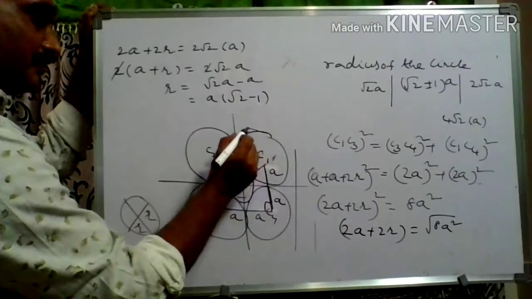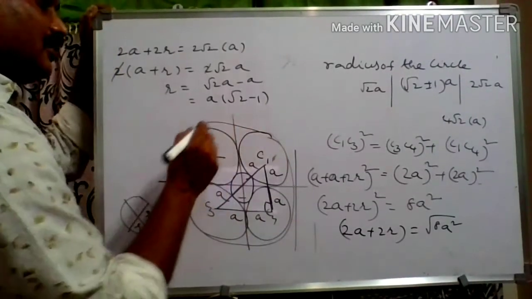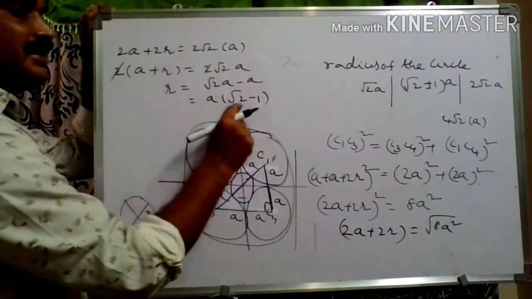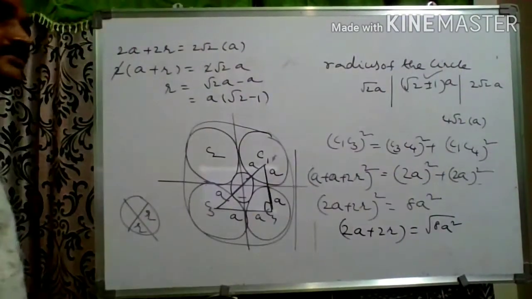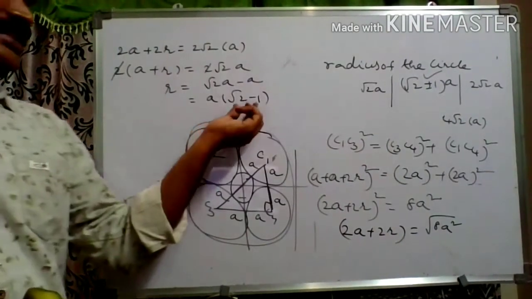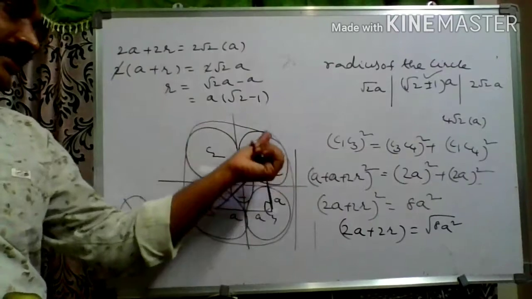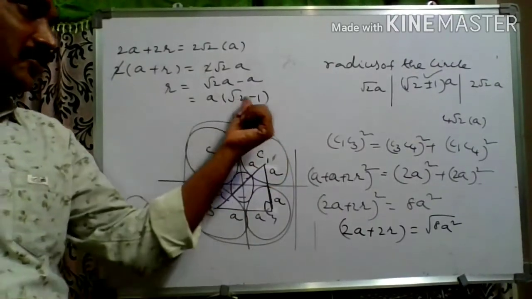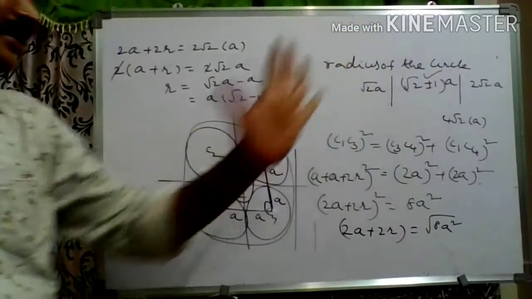Students, touching four circles, this is the outer circle. What is the outer circle? The outer circle radius is a into root 2 plus 1. Therefore, the final answer is root 2 plus or minus 1 into a. This is the incircle radius, and the radius of the outer circle is a into root 2 plus 1. Therefore, the radius of the circle is root 2 plus or minus 1 into a.